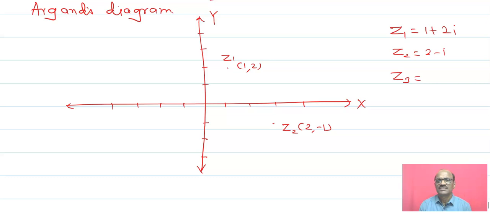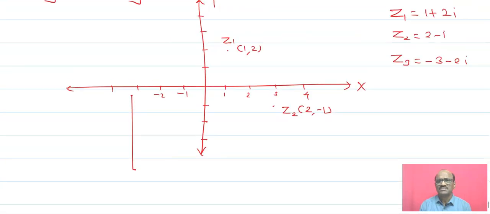Z3 is equal to minus 3 minus 2i. The point is in the third quadrant. Z3 is minus 3 minus 2i.